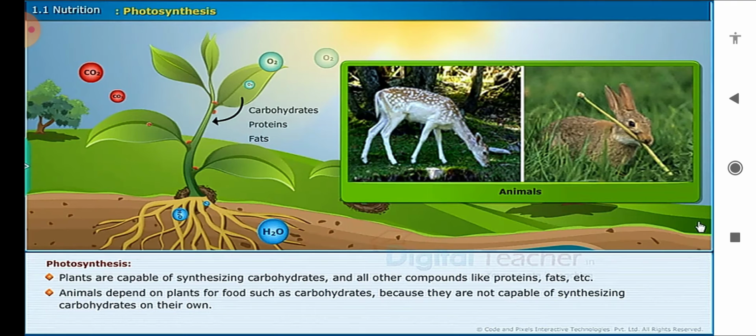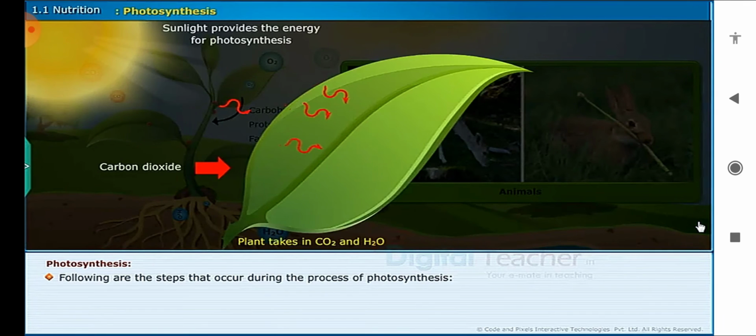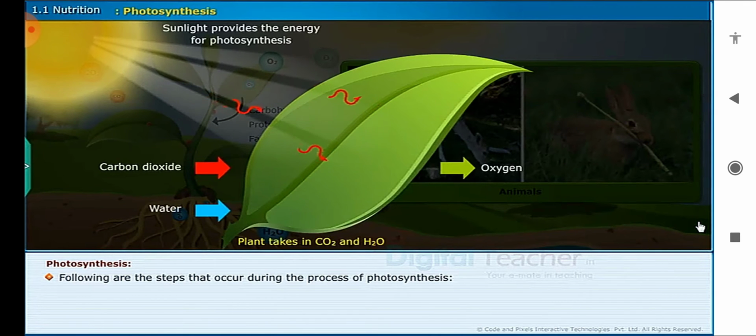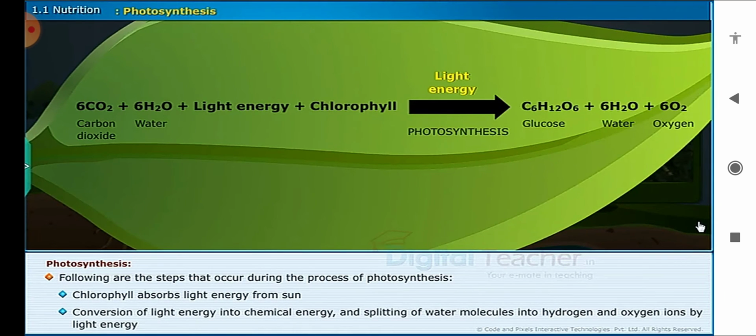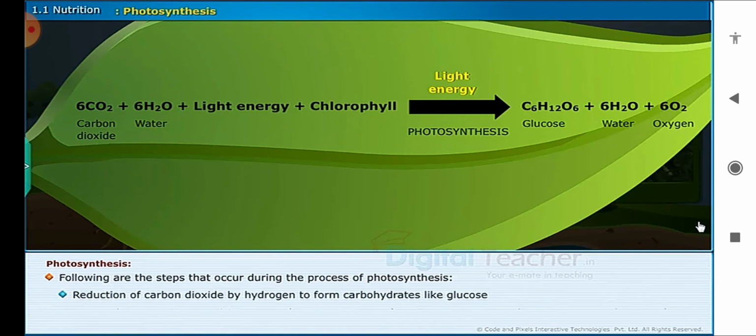Let us now observe what actually takes place during the process of photosynthesis. Following are the steps that occur during the process of photosynthesis. Chlorophyll absorbs light energy from the sun. Light energy is converted into chemical energy, and water molecules are split into hydrogen and oxygen ions by light energy. Carbon dioxide is reduced by hydrogen to form carbohydrates like glucose.